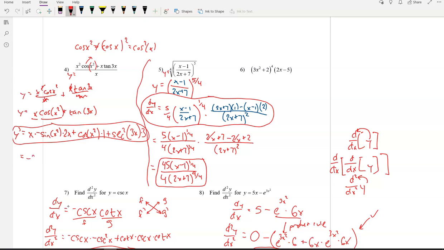We could simplify just a little bit here. Negative 2x squared sine of x squared plus cosine of x squared plus 3 secant squared 3x. So there's a little more simplifying, but not that much. Okay. All right. What else? Or any questions on that, or what else would you like me to do?